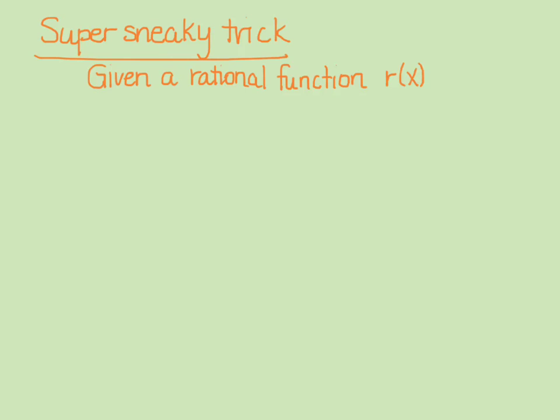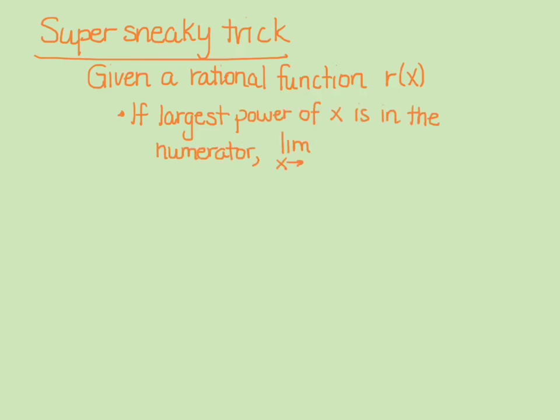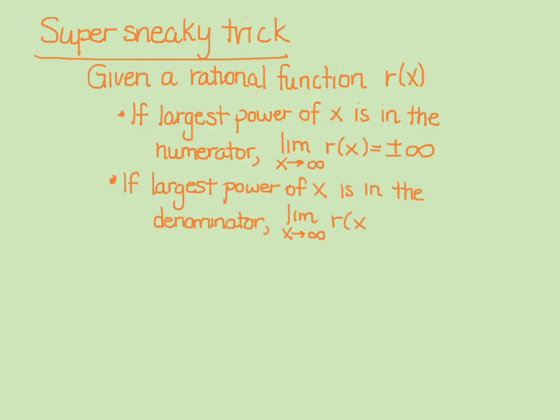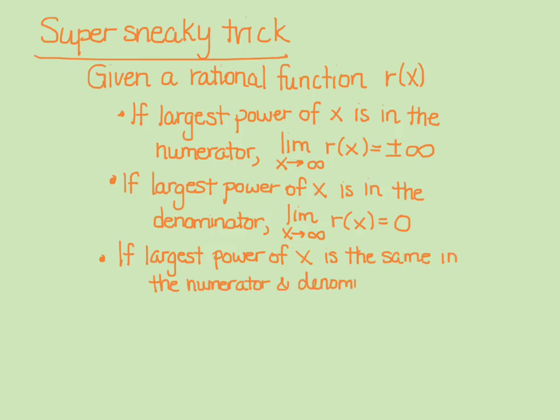We also have a super sneaky trick for solving these types of problems. This only works for rational functions, however. Given a rational function r of x, if the largest power of x is in the numerator, the limit as x goes to infinity of r of x is plus or minus infinity. If the largest power of x is in the denominator, the limit as x goes to infinity of r of x equals 0. And finally, if the largest power of x is the same in the numerator and denominator, then the limit as x goes to infinity of r of x is the ratio of the leading coefficients.